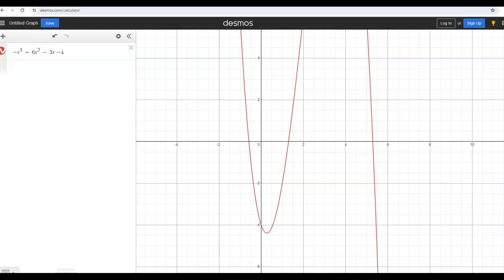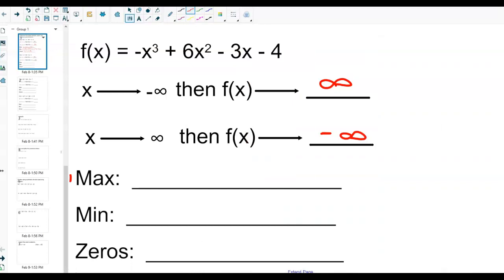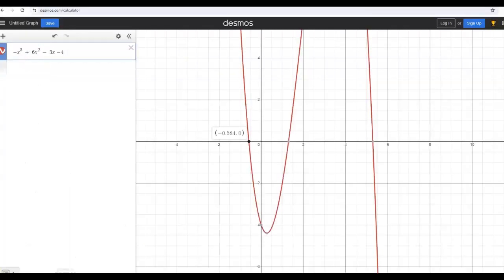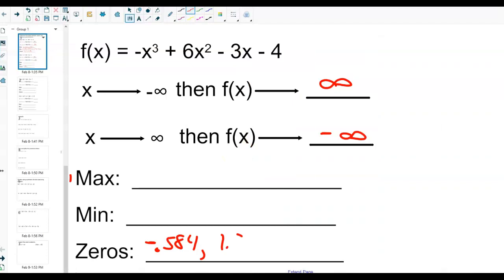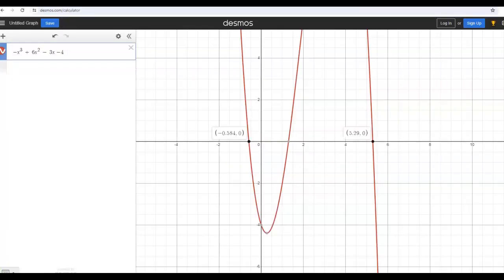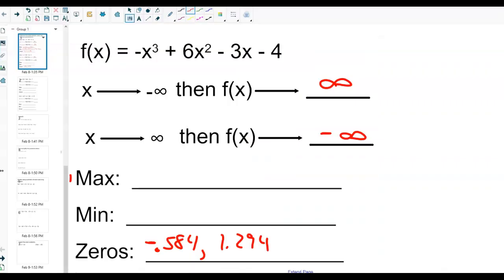My zeros here are not going to be as neat as the previous ones. So -0.584, I just need the x term of them. And then we have 1.294. And then finally we're going to have 5.29. And those are my x's.